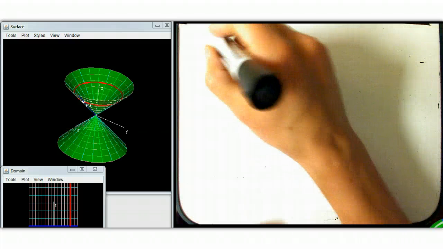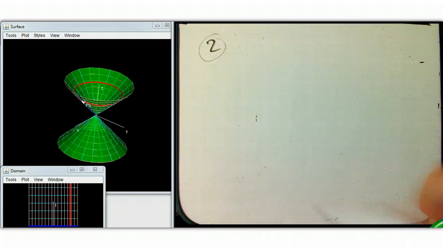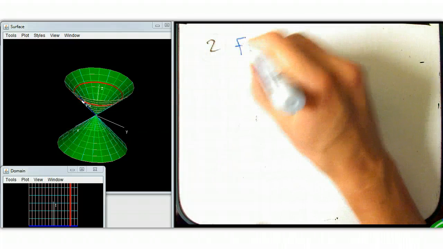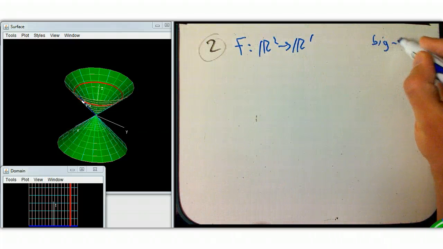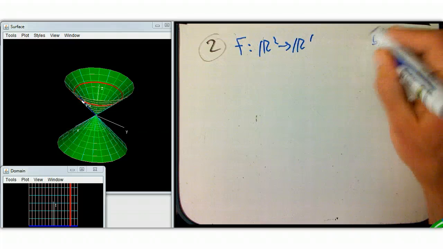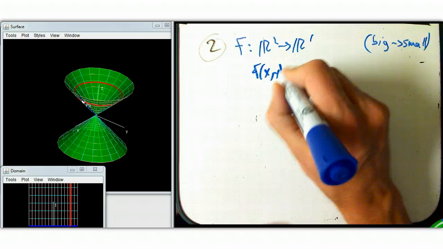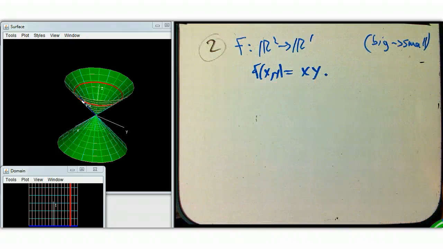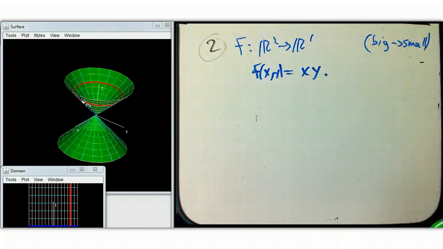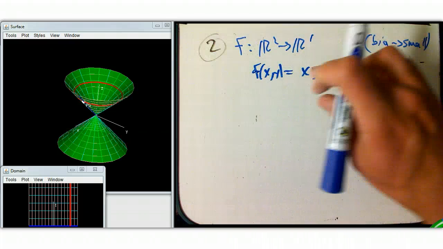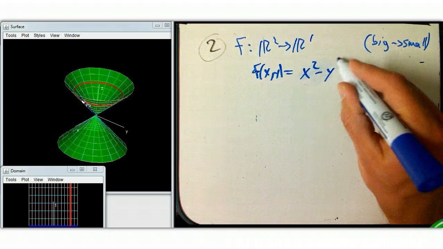Okay, so example 2, let's use another color because that's losing the potency on that one. F from R2 to R1. Ooh, that's big to small. That's going to have a bit of a different flavor. Okay. And it's going to be f of x,y equals x times y. Actually, I think I'm going to modify this. This is not how I did it in class, but let's say x squared minus y squared.